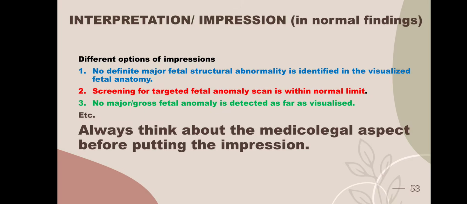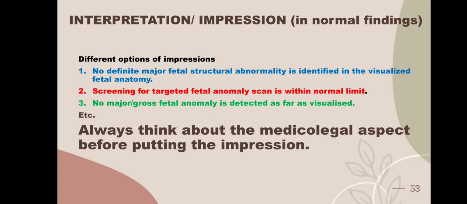Now at last come to the final point, that is impression. The presentation provides several examples of acceptable impressions for a normal anomaly scan. Examples include: no definite major fetal structural abnormality is detected in the visualized fetal anatomy, or screening for targeted fetal anomaly scan is within normal limits, or no major fetal anomaly is detected as far as visualized.